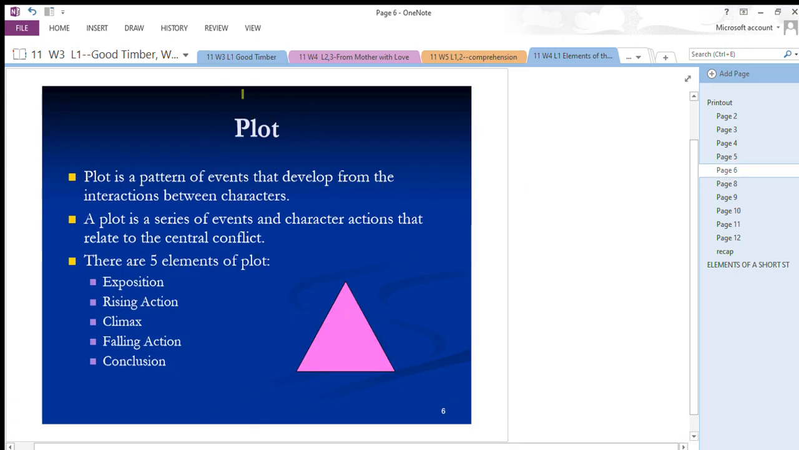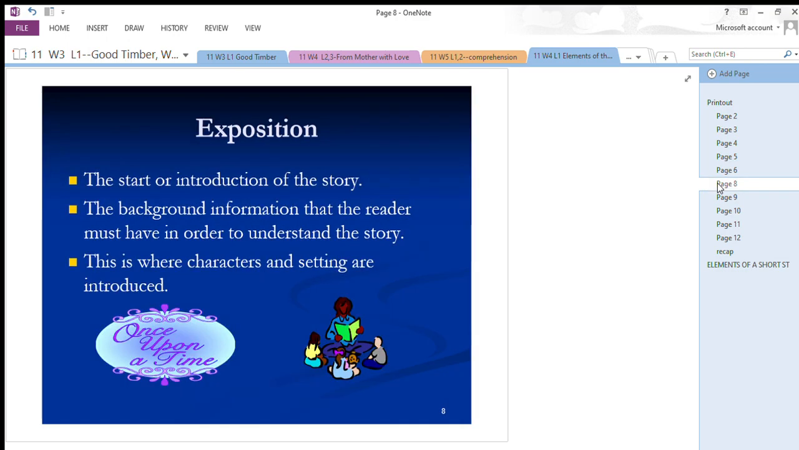Plot. Now plot refers to a pattern of events that develop from the interactions between characters. A plot is a series of events and characters' actions that relate to the central conflict, and a plot is further divided into 5 elements. There is exposition, rising action, climax, falling action, and conclusion. Please look at this: these are the parts of plot. You cannot say these are the elements of the story. Exposition, rising action, climax, falling action, and conclusion are the elements of plot. Now one by one we'll see what is exposition.